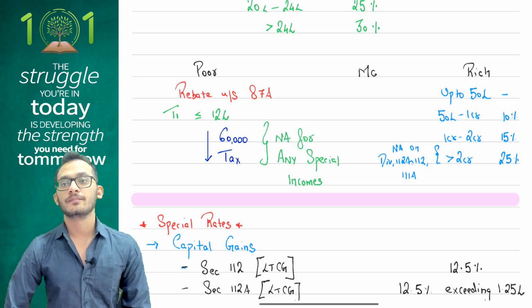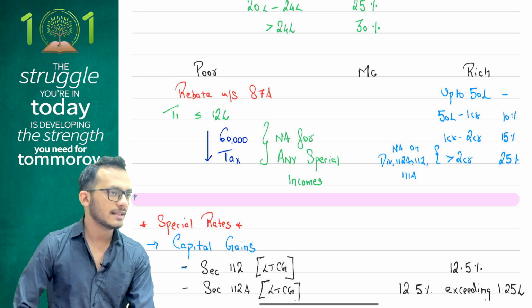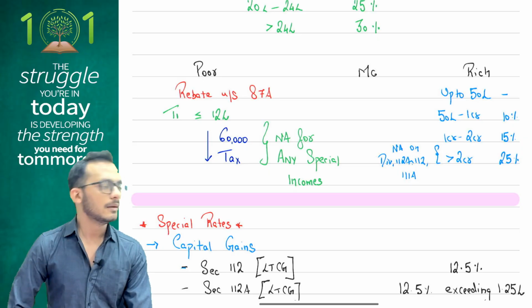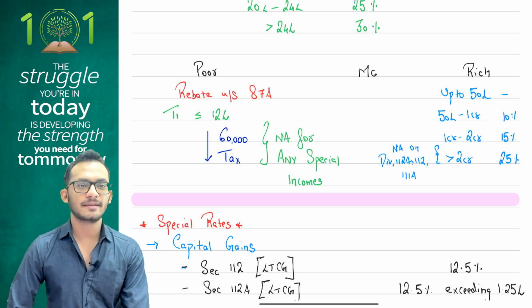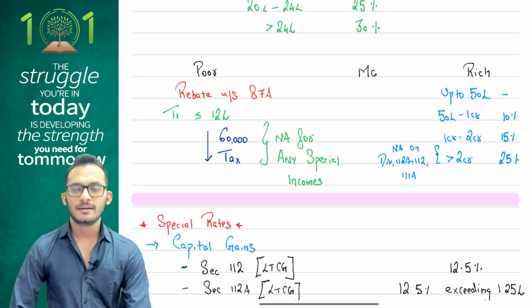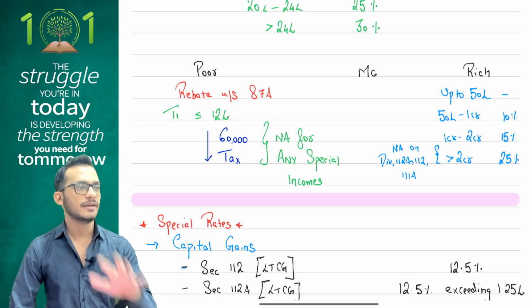111A becomes 20%. Then we have winnings, casual income taxable at 30%, online winnings at 30%, carbon credits at 10%, royalty invented in India at 10%, VDA transfers at 30%. That is what we discussed in the last class.